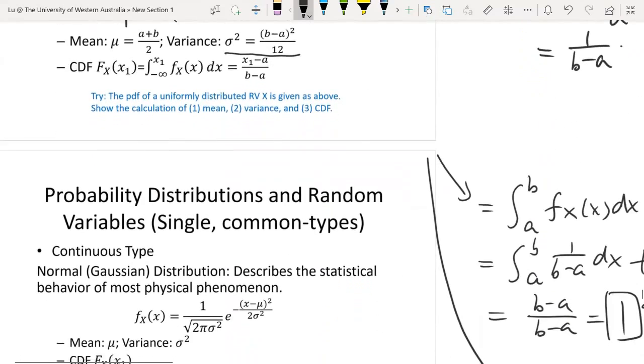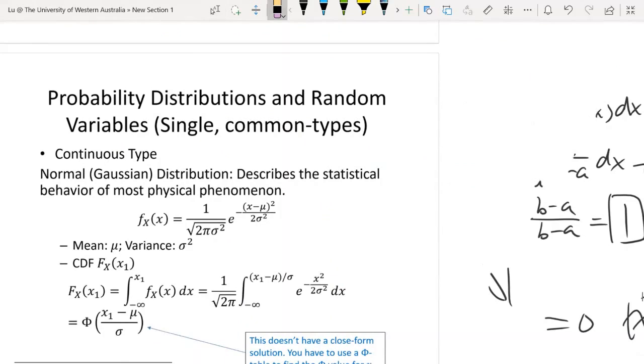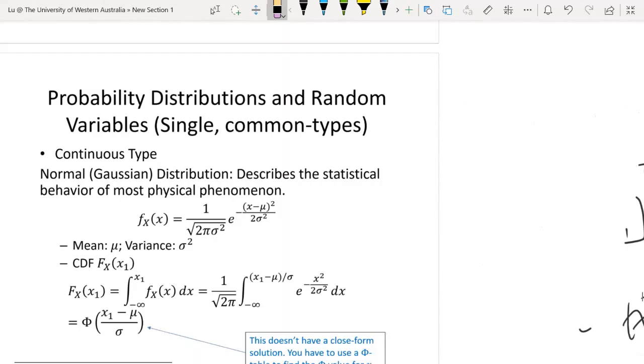Okay, let's move on to the next type. The second continuous distribution is called the normal or Gaussian distribution. And the pattern for this type of random variable is also special. You can see this is actually an exponential function, and in front of the exponential function, we have a small coefficient. This coefficient is related to the variance of this random variable.